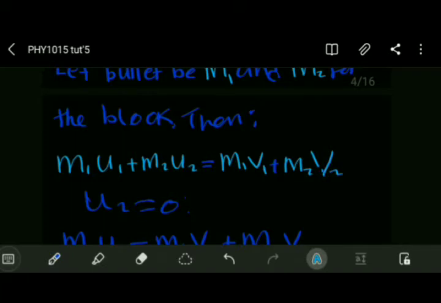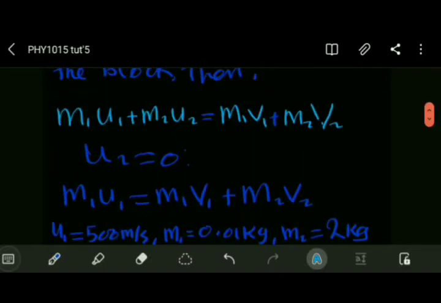Okay, so we know that the block is at rest initially. So U2 is going to be 0, and if U2 is going to be 0, then we know that the initial momentum of the block is also 0. Therefore, we remain with M1 U1 equals M1 V1 plus M2 V2.